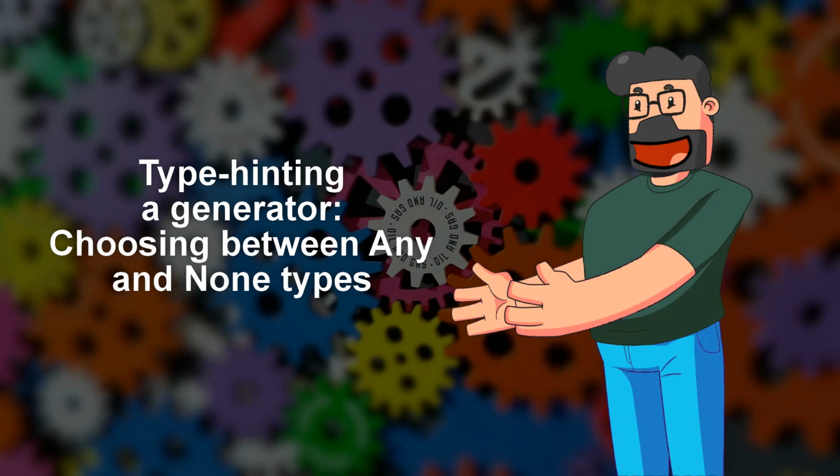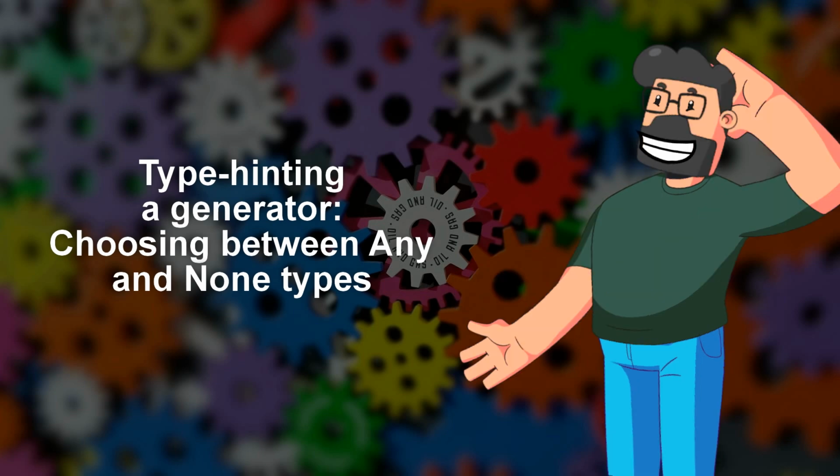So, let's talk about a common problem that arises when defining the type hint for a generator in Python. The problem we have is that we have a generator that does not use send values, and we need to decide whether to type its send_value as Any or None.